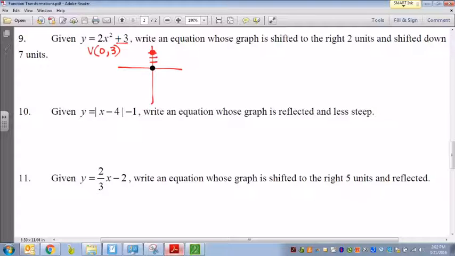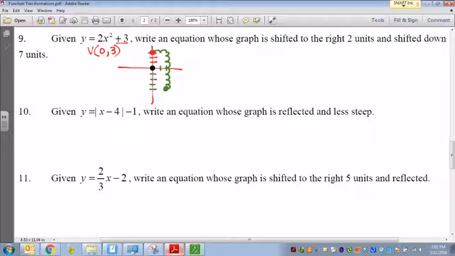So now I need to write an equation whose graph is shifted to the right 2 and down 7. From my original 0, 3, I need to go to the right 2, 1, 2, then down 7: 1, 2, 3, 4, 5, 6, 7. So my vertex would be right there. And so my vertex moved to the right 2 and down 7. Now I need to write the function for my new equation now that my vertex has moved.